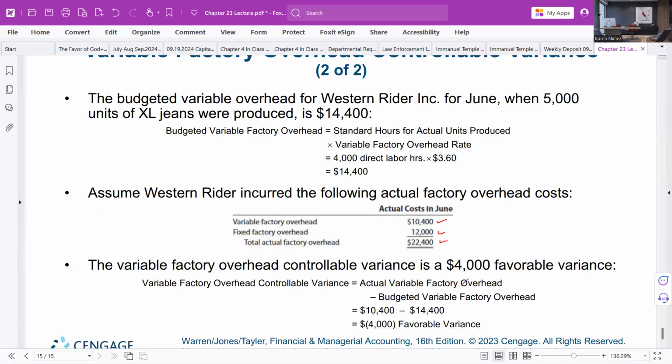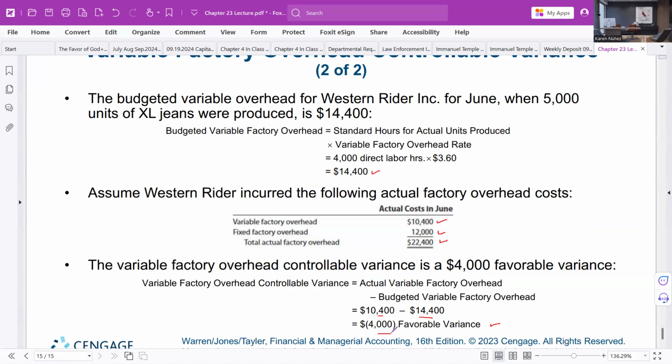We want to compare the actual variable overhead of 10,400 with the budgeted variable overhead of 14,400. The difference between the two is just our variance. So what's happening here is they actually spent 10,400, but the budget is 14,400. They spent less than the budget. It's favorable. Favorable variances are negative. That's how we're going to analyze that variable factory overhead.